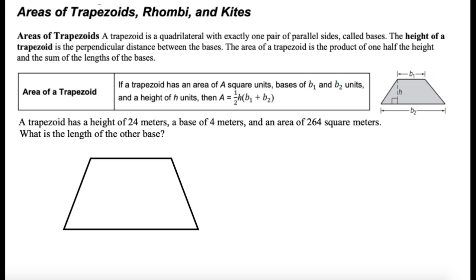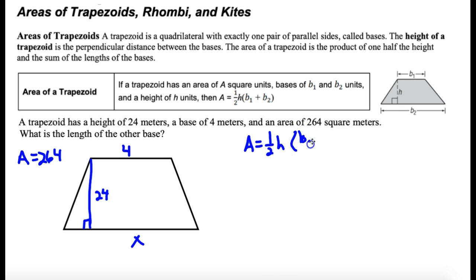Okay, so we know that one of the bases is 4. We know that the height is 24. We want to solve for the other base if we know that the area is 264. Okay, so let's plug in the information that we know into my area formula. So area is 1/2 times the height times base 1 plus base 2.